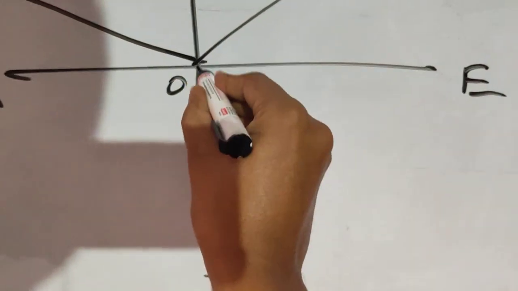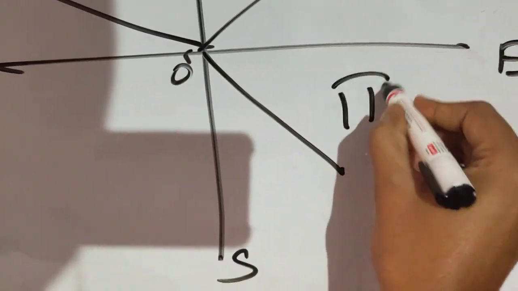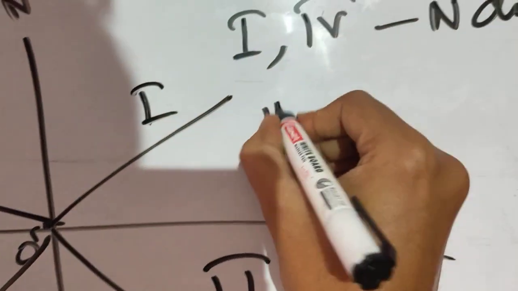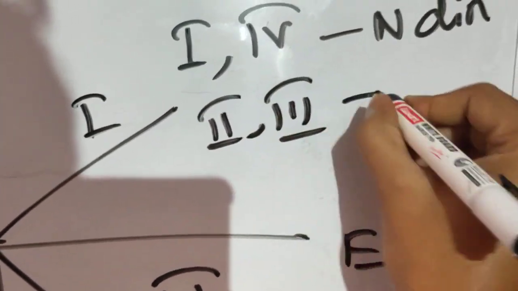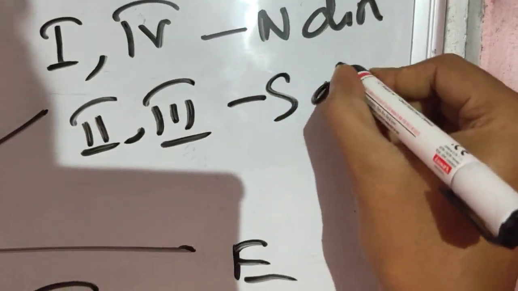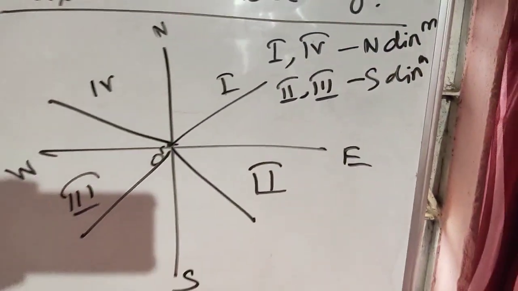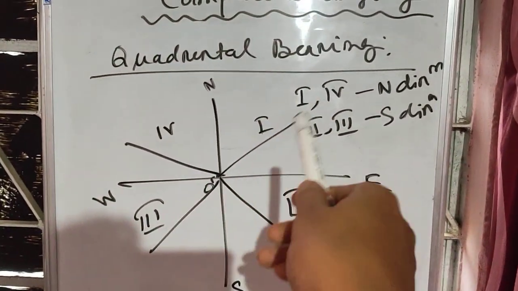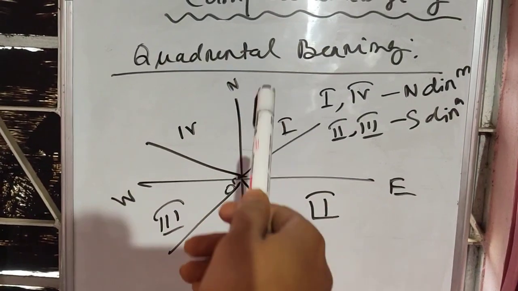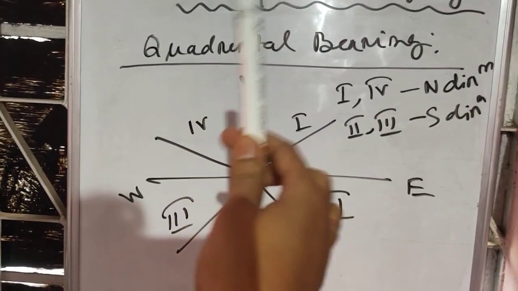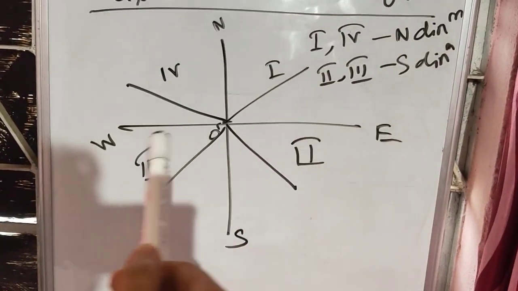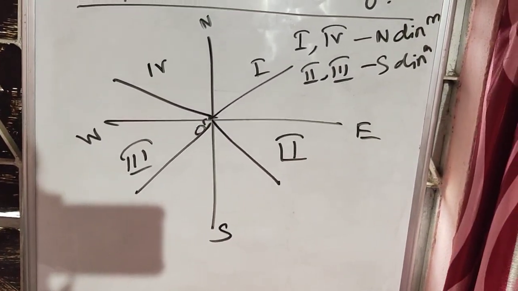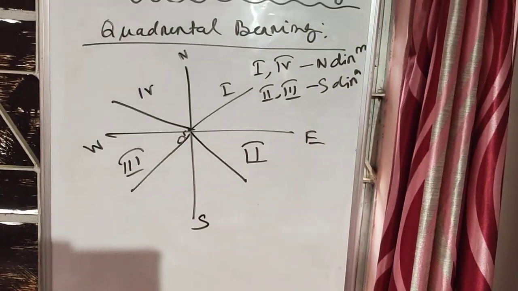And if the lines are in second or third quadrant, then we will measure the angles with respect to south direction. So this is a thumb rule that you need to remember. If the line is in first or fourth quadrant, then we'll express the angles with respect to north direction. If the lines are in second and third quadrant, then we will measure the angles with respect to the south direction. Things will be more clear when we give some examples.